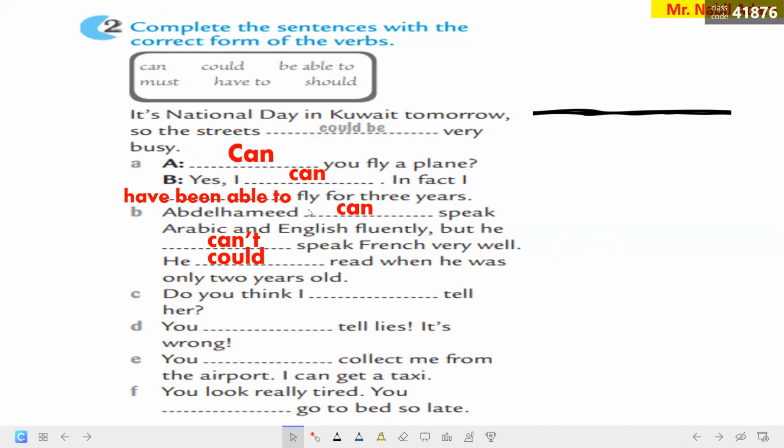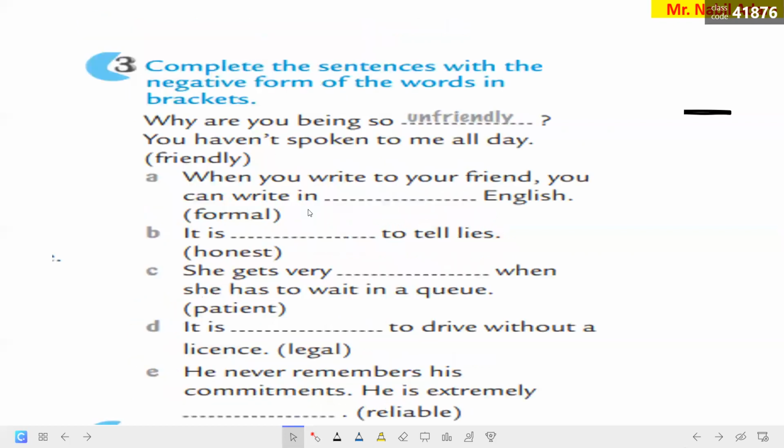Do you think I should tell her? You mustn't tell lies. It's wrong. So we are warning him not to tell lies. You don't have to collect me from the airport. I can take a taxi. We are talking about something which is not necessary. Why? Because I can get a taxi. You look really tired. You shouldn't go to bed too late. Here, I'm giving advice.